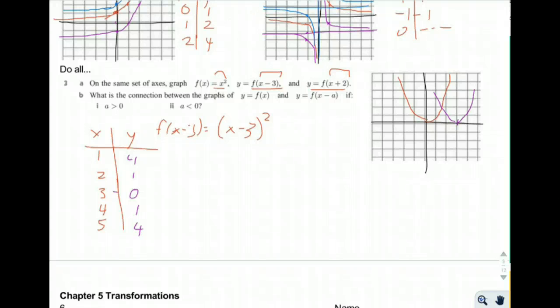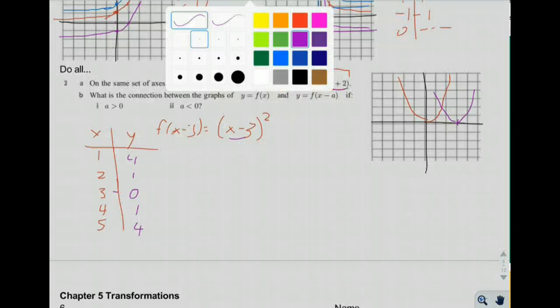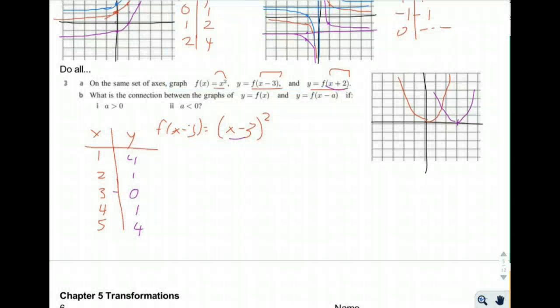Okay, so that's what we get when we do x minus 3. And what about if we do x plus 2? Well, x plus 2 would have a tendency to go the other way, right? So now if we do x plus 2, then the center of our graph is going to be at, oops, that's not negative 0, it's 0, okay? The center of our graph is going to be at negative 2 now.